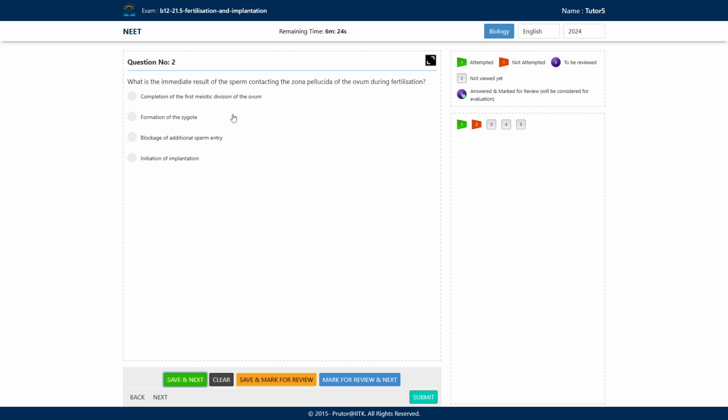So what are the options here? Option number 1 is completion of the first meiotic division of the ovum. Okay, they're talking about meiosis 1. First meiotic division means meiosis 1. Then next is the formation of the zygote. Option number C is the blockage of additional sperm entry, meaning they are preventing polyspermy. And fourth is initiation of the implantation. What will be the correct answer?